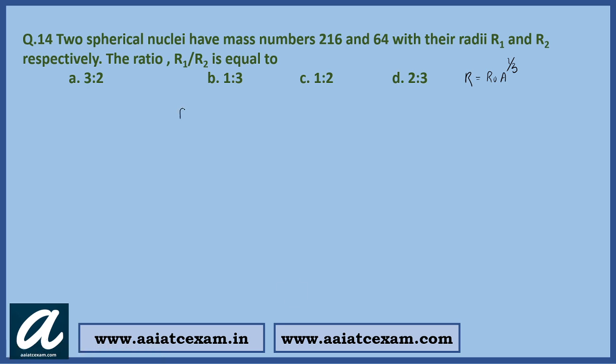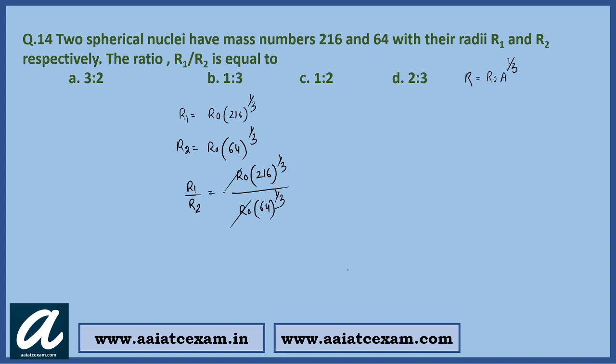So students, what is r1? It is R naught times 216 raised to power 1 by 3, and r2 is equal to R naught times 64 raised to power 1 by 3. So what is r1 by r2? It is R naught 216 to the 1 by 3 whole divided by R naught 64 to the 1 by 3. So R naught will cancel out. This is 216 by 64 whole raised to the power 1 by 3. 216 can be written as 6 cube, and 64 can be written as 4 cube, whole raised to the power 1 by 3.